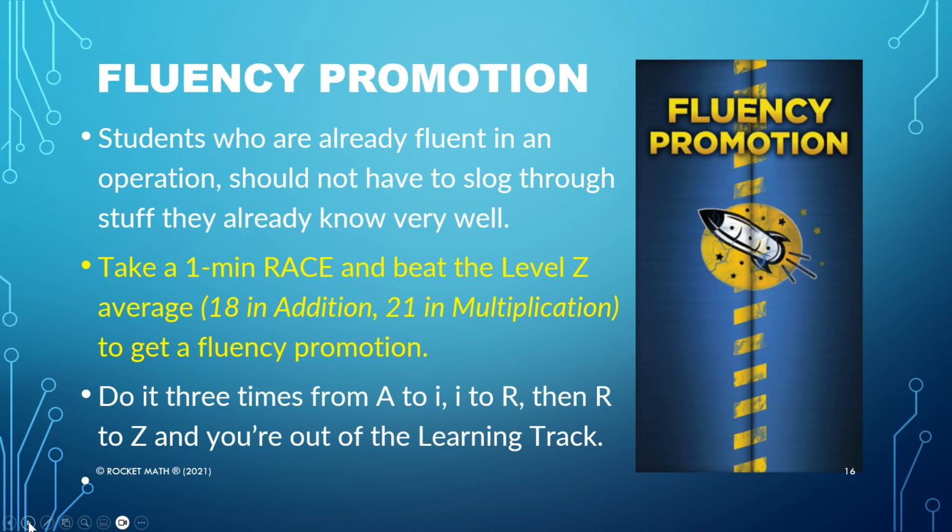So from set A, a student would be promoted to the test after set I. From the set I test, be promoted to set R, or from set R to set Z. If they continue to score a better than average graduate level 3 times in a row, they will move to set Z post-test and be on their way to the next learning track. This way your students don't waste time on stuff they already know.